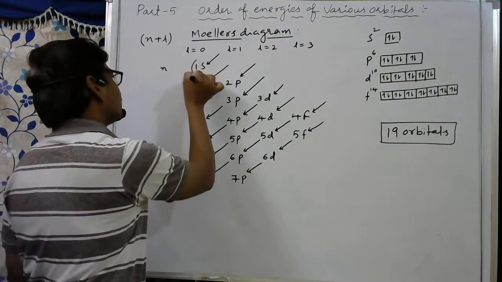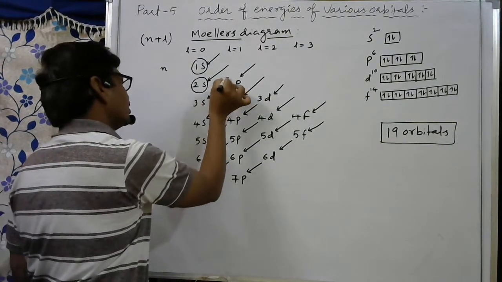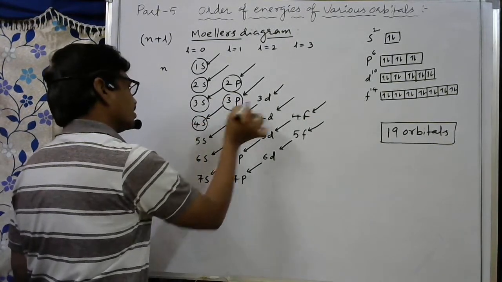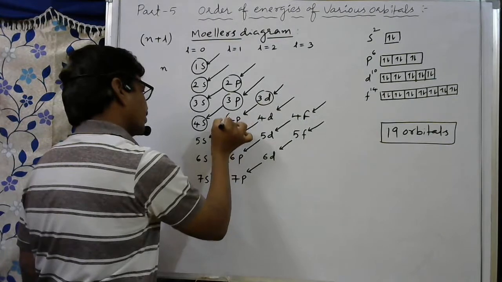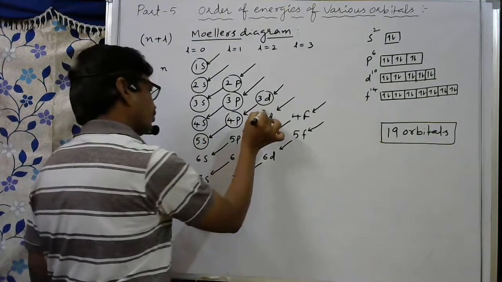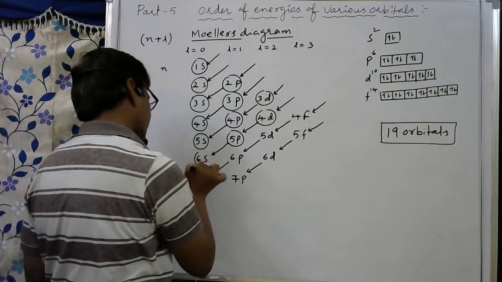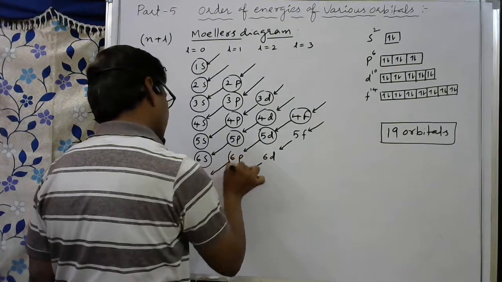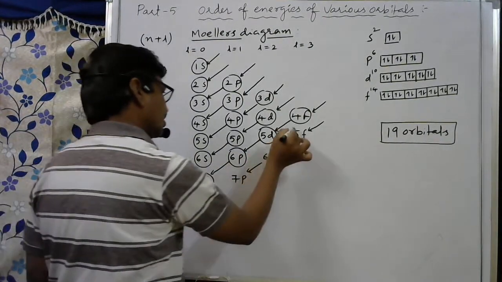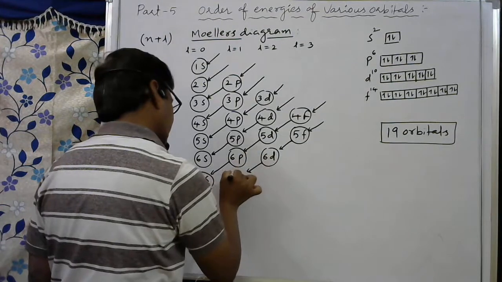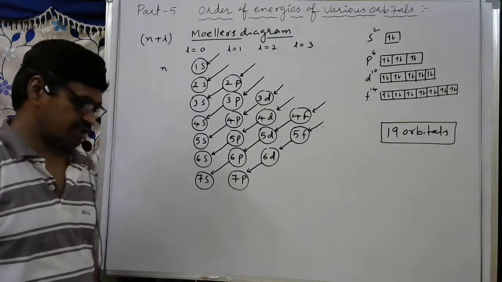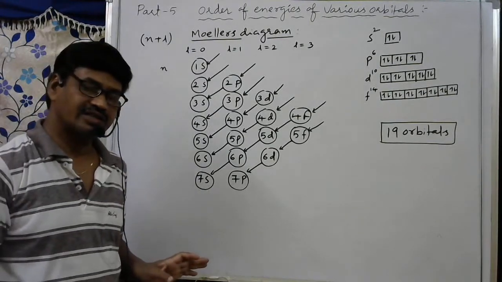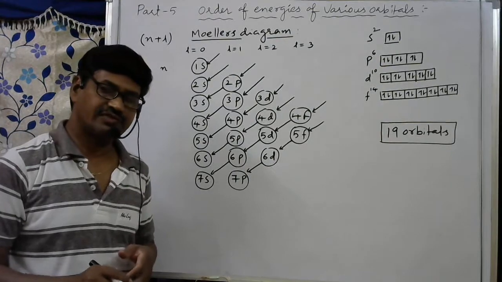See, this is the first orbital, 1s, then 2s, 2p, 3s, 3p, 4s, then 3d, 4p, 5s, then 4d, 5p, 6s, then 4f, 5d, 6p, 7s, then 5f, 6d, 7p. This is the Euler's diagram. By using this, we can write one order first. We have to remember that order. Then after, how to write electron configuration for different elements, we will discuss.